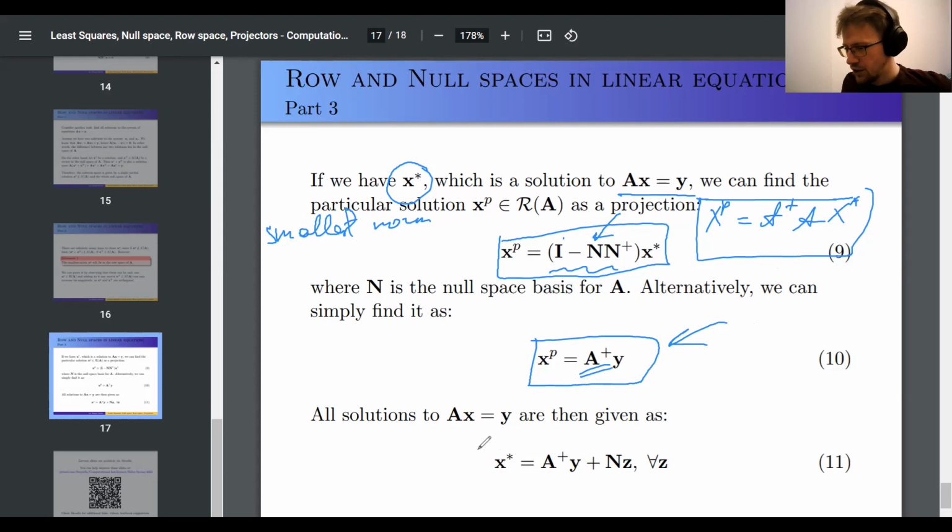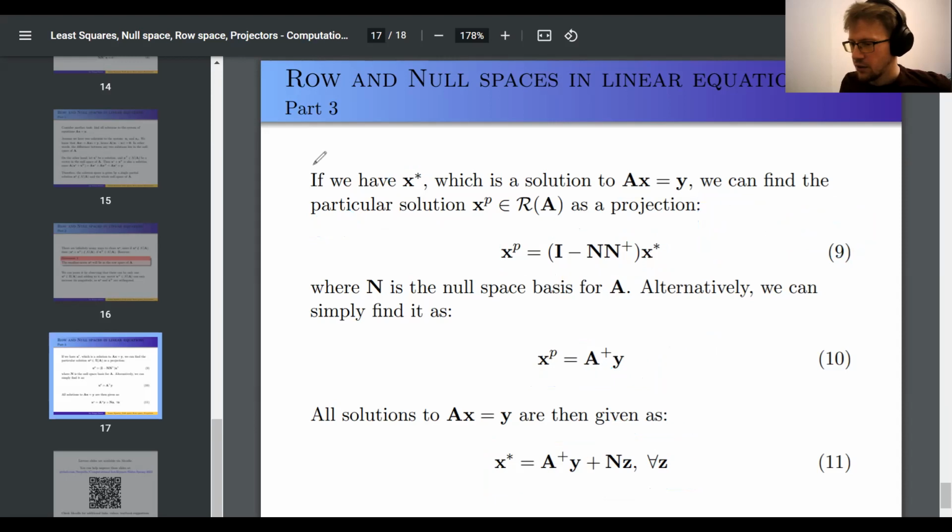So all solutions are then given in this way. That is how you can find all solutions to the original equation. Or of course, you can keep this here and substitute here. So that way you won't have a matrix in this expression. So that is it. That's it for the class.